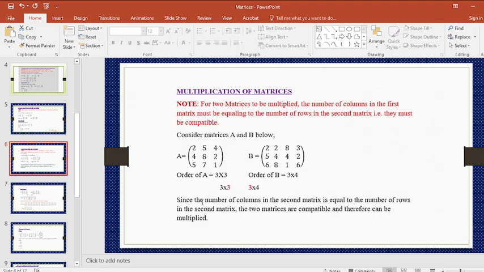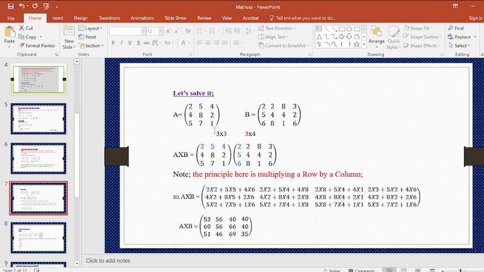Let's make this and see. Since the number of columns in the first matrix is equal to the number of rows in the second matrix, the two matrices are compatible and therefore can be multiplied. Okay, let us continue in the next slide. So let us solve it.